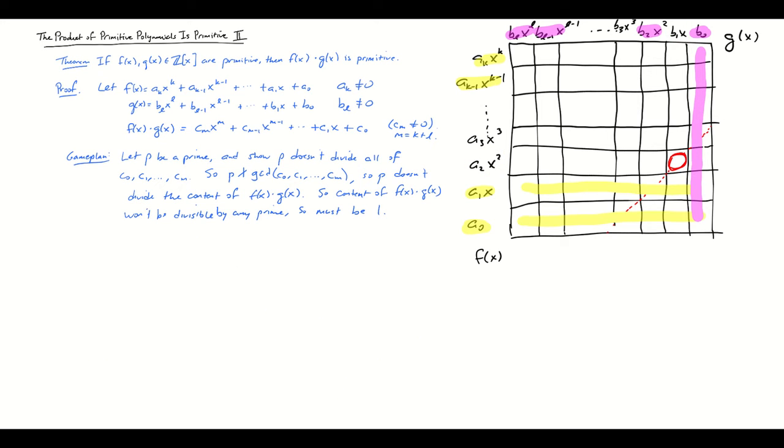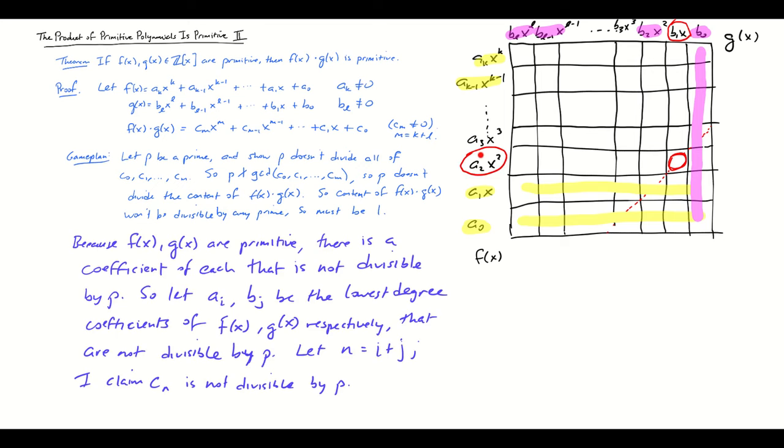Well, here's my thinking. In this example here, a2 was the lowest degree coefficient of f not divisible by p, and b1 was the lowest degree coefficient of g not divisible by p. And where did our not divisible by p coefficient of the product come from? Well, it came from multiplying this term times this term, where I got an x cubed. That x cubed, of course, the 3 is 2 plus 1. So I'm hoping that in general that reasoning is going to hold up.